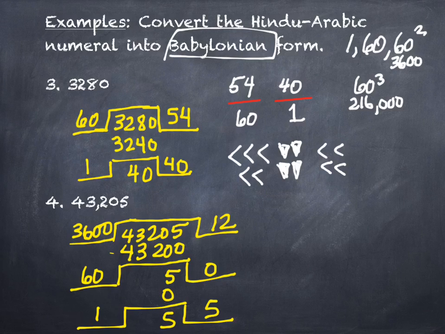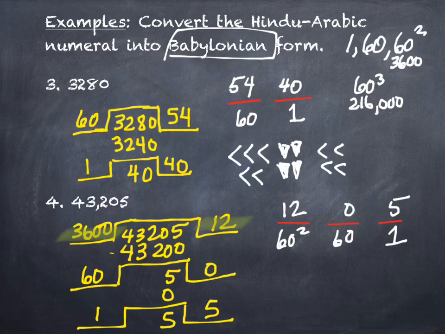So the structure for this is kind of nice because they put them on the same line, right? This 3,600, there's 12 of them. This 60, there's 0 of them, and this 1, there's 5. It reads really nice. All right, so I have 3 place values. 1, 2, 3. And in those place values, I have 12, 0, and 5. Okay, so it's the 1's place, the 60's place, and the 60 squared, or 3,600.